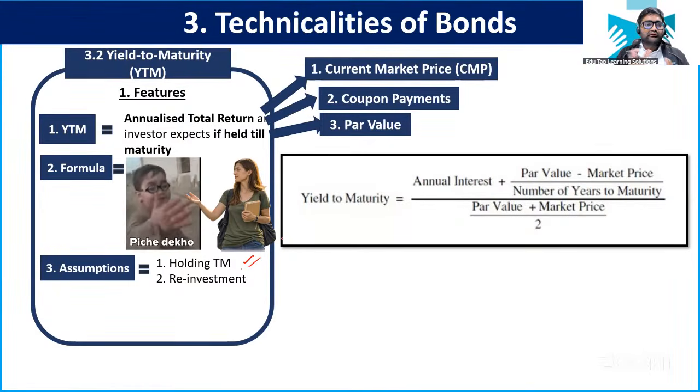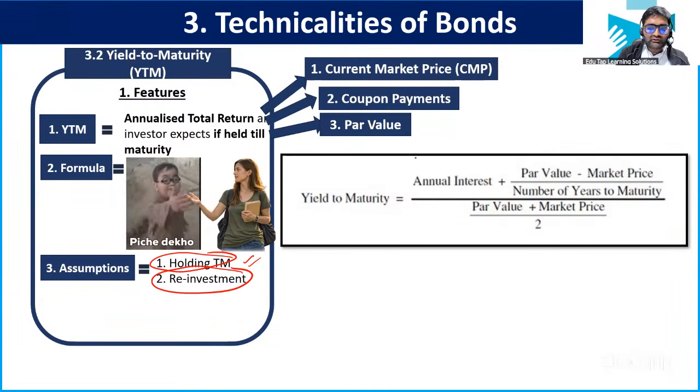Okay, yield to maturity. I may not hold the bond till maturity, say 2 years. Who will hold the bond? I will sell it to someone else if I get a better price. That is one assumption that we are making over here, that a person who has bought it might hold it till maturity. And reinvestment, that is whatever amount.